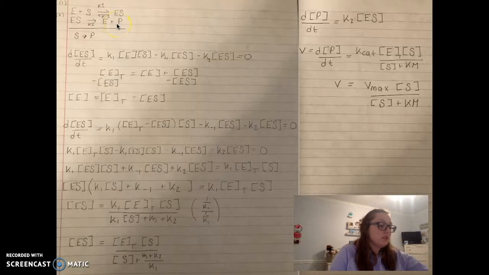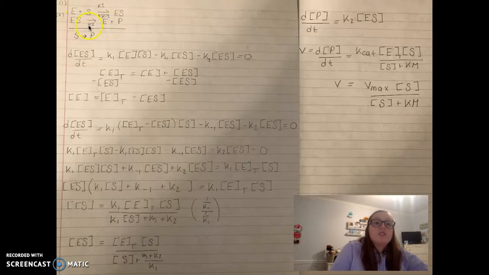So the next important thing to do is to associate variables to the forward and reverse reactions that I just mentioned. So the forward reaction in equation 1 would be K1. The reverse reaction in equation 1 would be K-1. And the forward reaction in equation 2 would be K2.